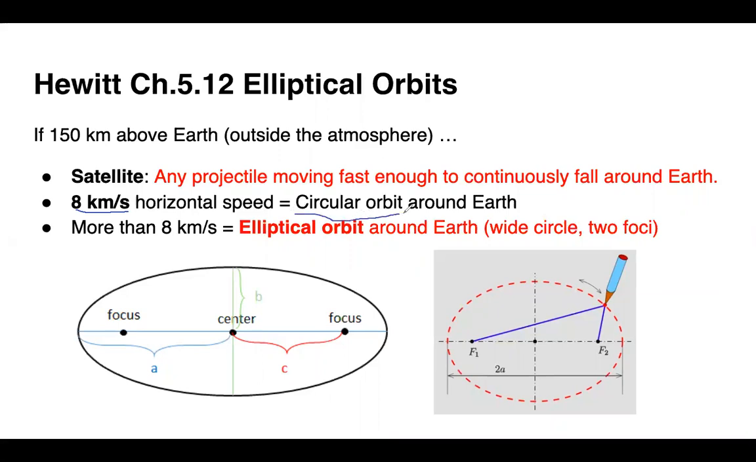Chapter 5.12 is asking, okay, well, what happens then if we're going a little bit more than 8 kilometers per second? Then you are going to achieve what's called an elliptical orbit, and it's exactly what it sounds like. It just means that the satellite is now orbiting in an elliptical shape.